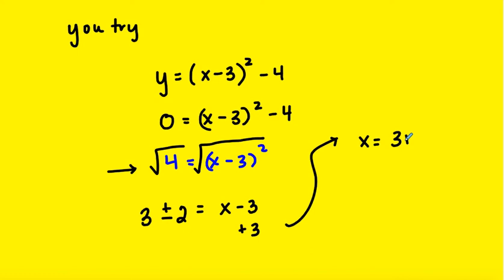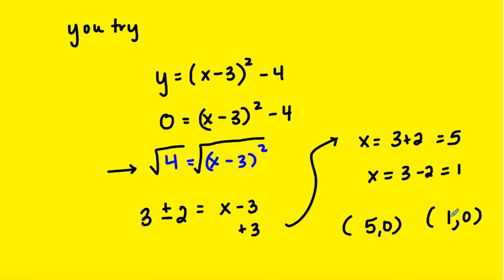So that would give me 3 plus 2, which is 5, and that would give me 3 minus 2, which is 1, and then I'm going to write them as the coordinate points for the x-intercepts, (1, 0) and (5, 0). So hopefully you can kind of see that.